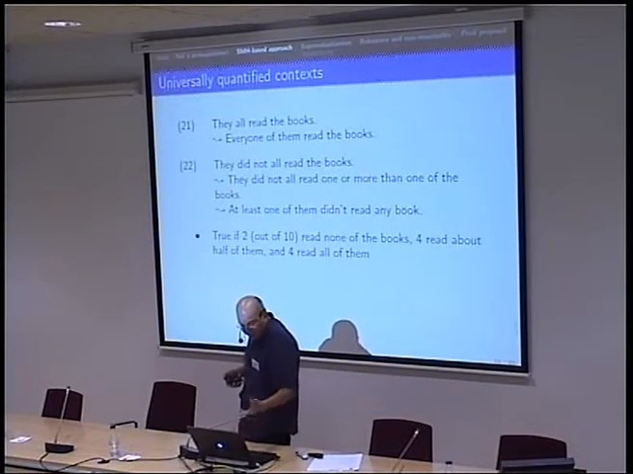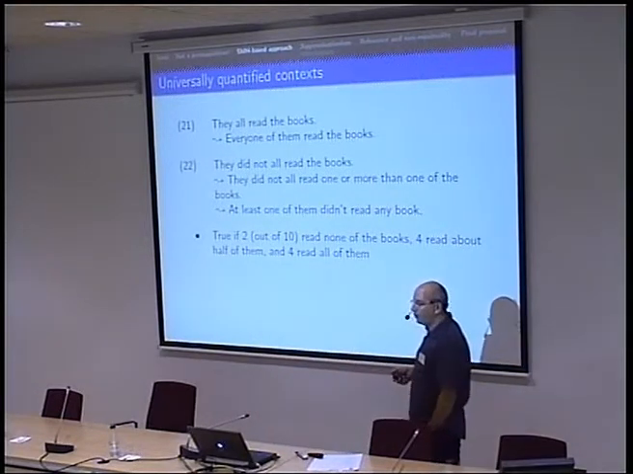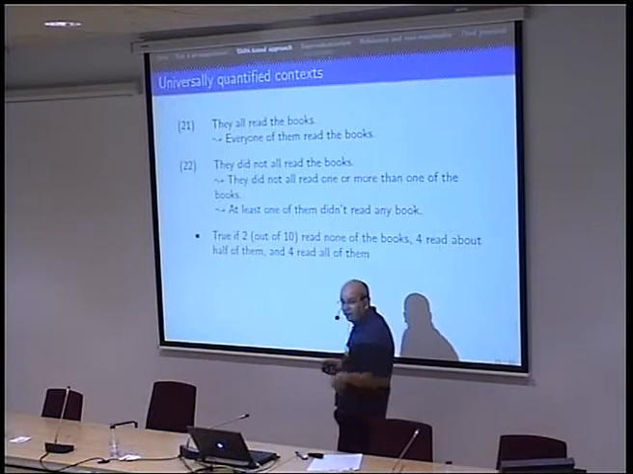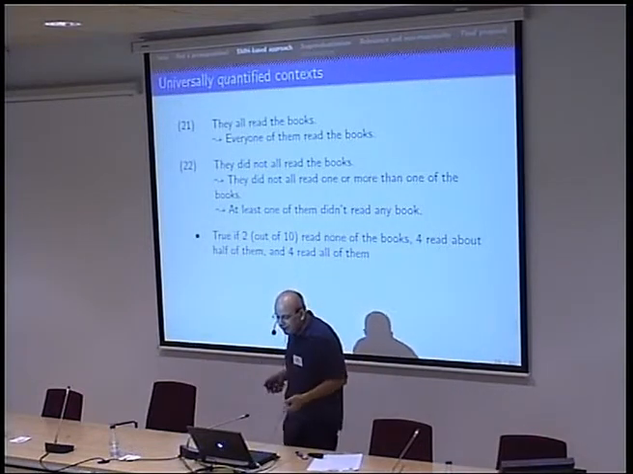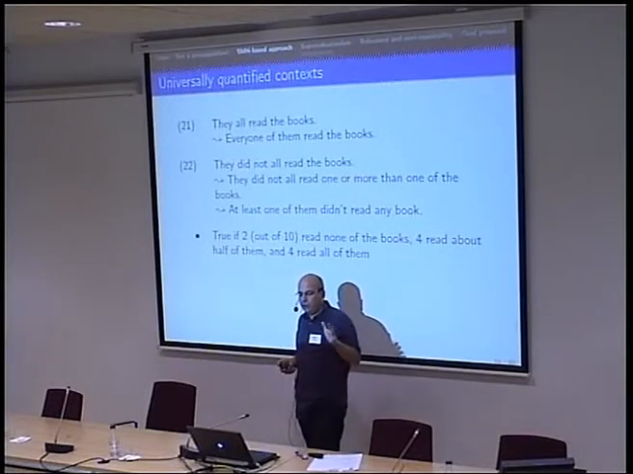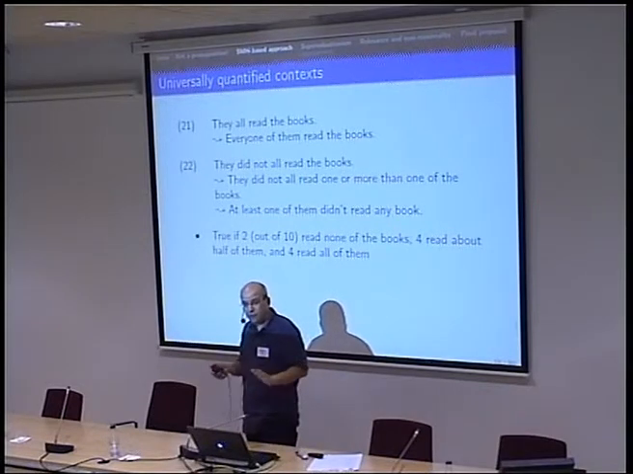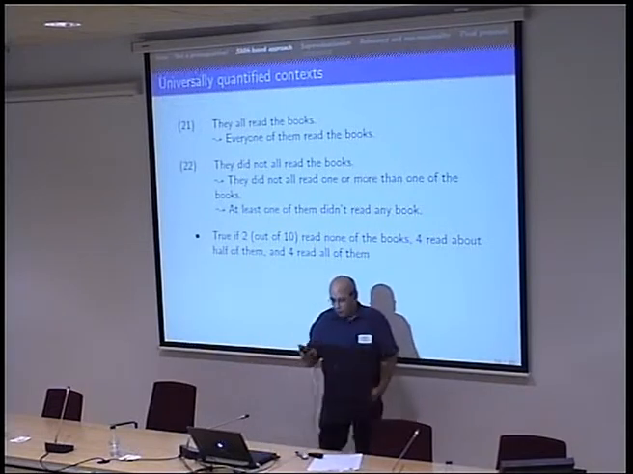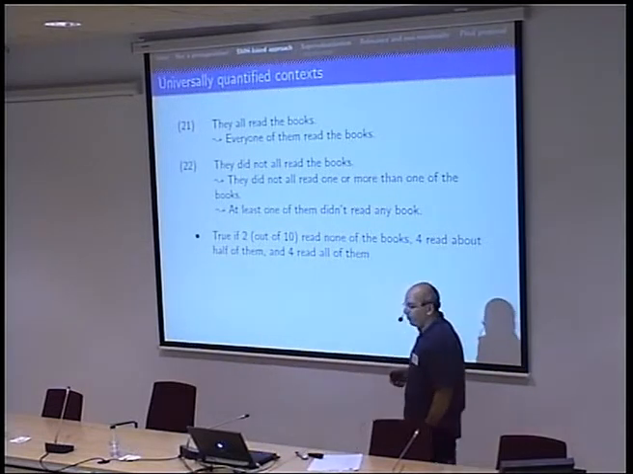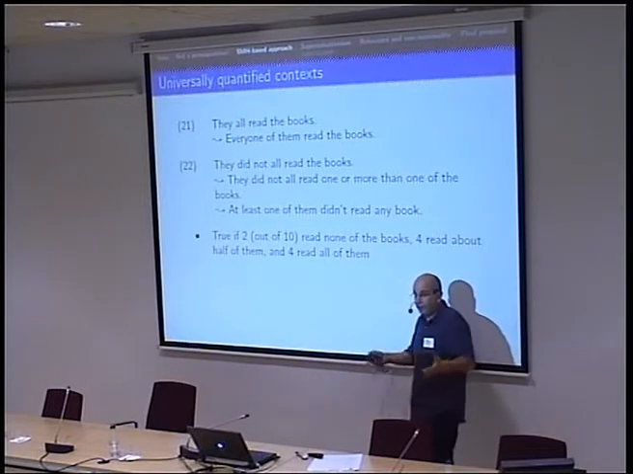And it works well for universally quantified contexts. So if we look at 22, they did not all read the books. You basically use the existential reading because you are in the scope of negation. And so you get they did not all read one or more than one of the books. And what this means is that at least one of them didn't read any book. And that seems to be okay, right? That's true in that case. Under this story, if 2 out of 10 read none of the books, 4 read half of them, and 4 read all of them, because you can find some who read no books.